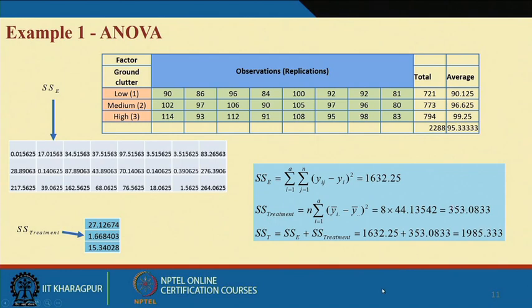Okay. So, essentially what we basically calculate is SS treatment and SS total, and then SS error will be SS total minus SS treatment, and accordingly you will get the values.